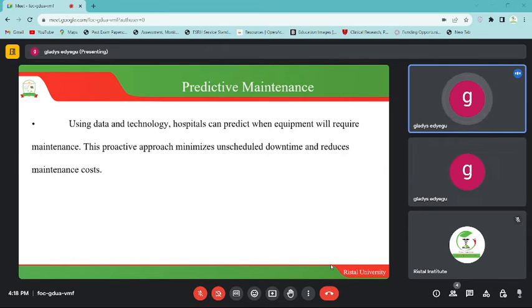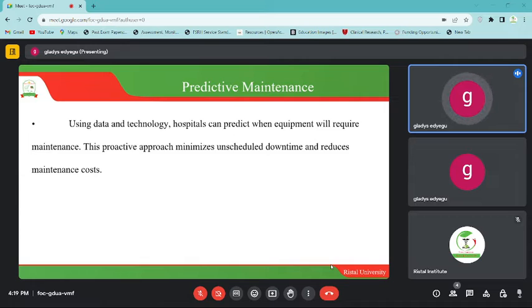The other method or strategy in hospital maintenance is predictive maintenance. The word predictive alone can give you an insight of what this statement is going to tell us. Using data and technology, hospitals can predict when equipment will require maintenance. This proactive approach minimizes unscheduled downtime and reduces maintenance costs. Predicting is like foreseeing, and with the data that you have in relation to the way this machine is supposed to operate and the technology of the machine, you get to understand that this equipment needs to be maintained. So there is that predictive maintenance method or strategy.